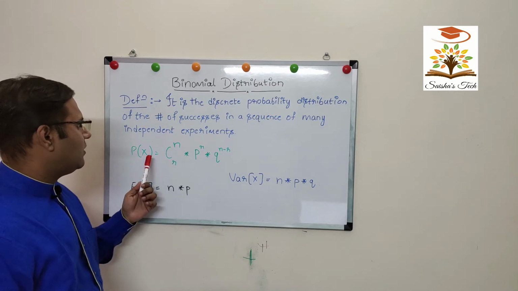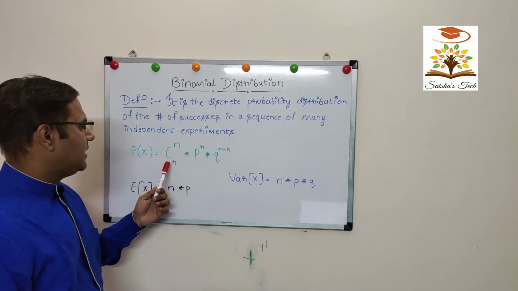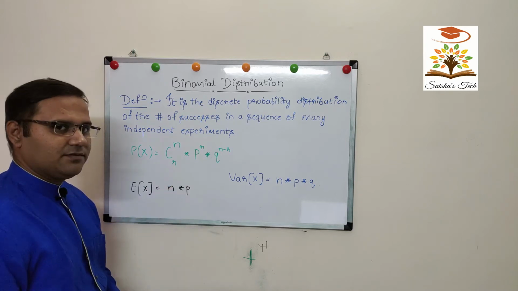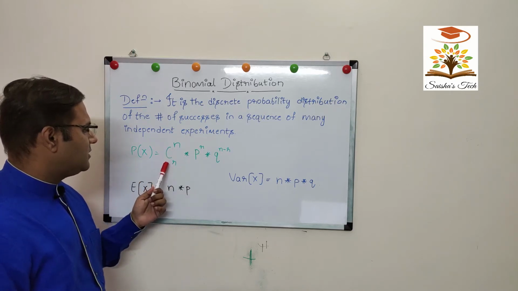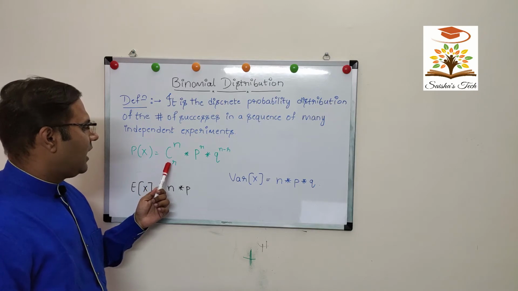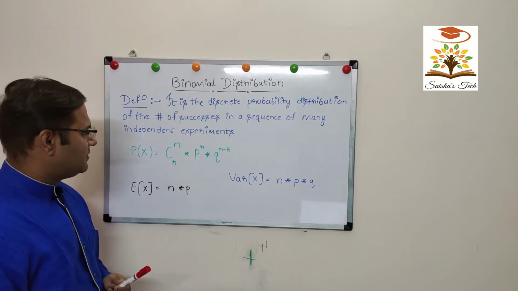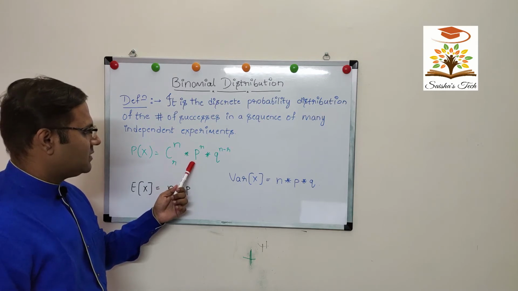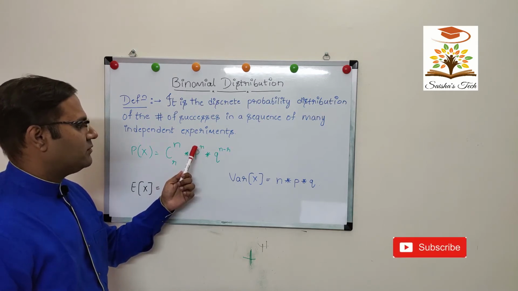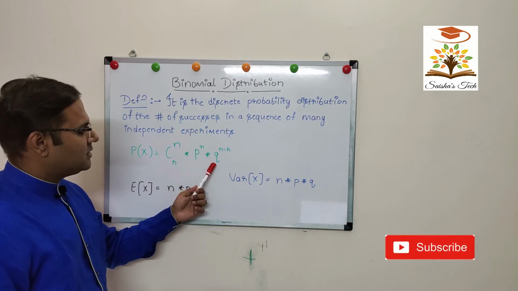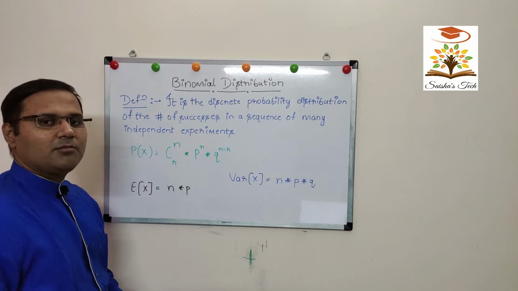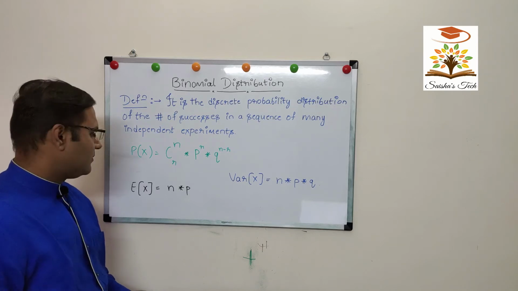The probability mass function of a binomial distribution is nCr into p raised to r into q raised to n minus r, where nCr means the combination of r successes in n trials of an experiment. Here p represents the probability of success, r represents the number of successes, q represents the probability of failure, and n minus r represents the number of failures.